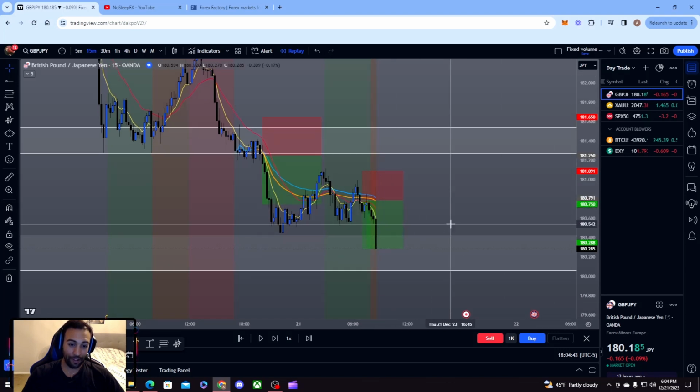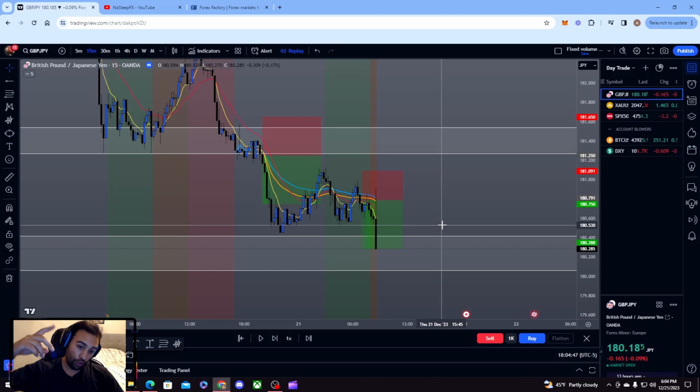So again, news came out, price shot up, and it rejected off the anchored VWAPs. The time-based anchored VWAP, it rejected it. The price-based anchored VWAP, it rejected it. It rejected both EMAs, and it came straight down to TP. So again, awesome trade in my opinion.